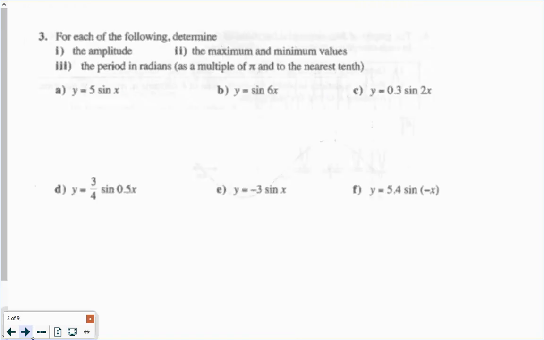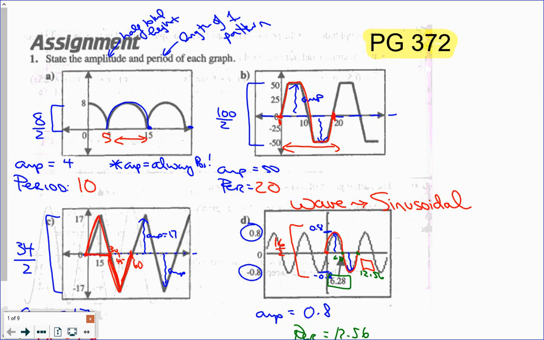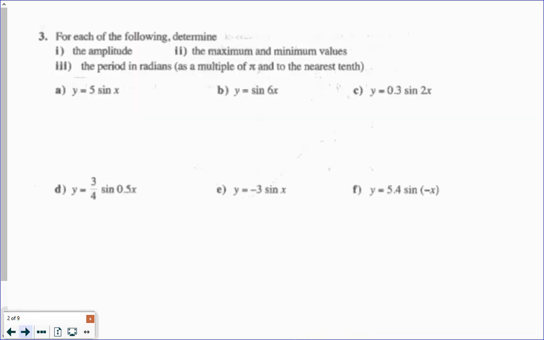Okay, let's look at number 3. So any question I'm skipping is a question that you don't need to know how to do. So it says for each of the following determine. There's really only a couple types of questions we can ask with this stuff. We can give you the graph and ask for information, or we can give you the equation and ask for information. So here are the rules.